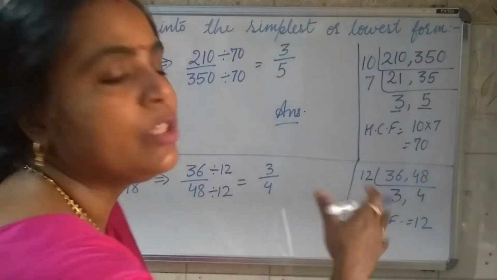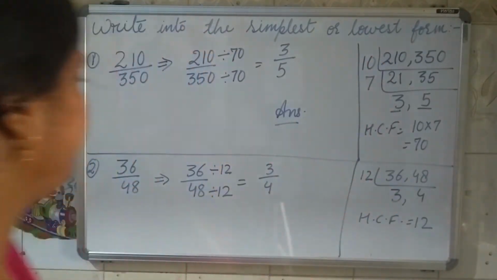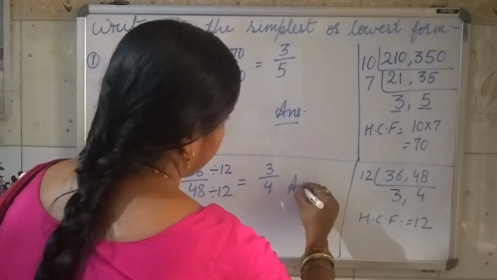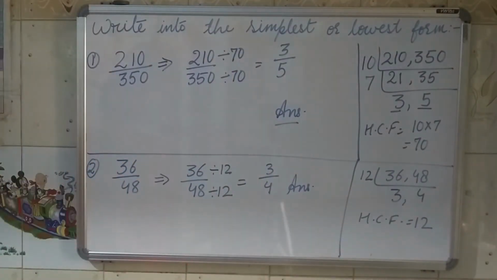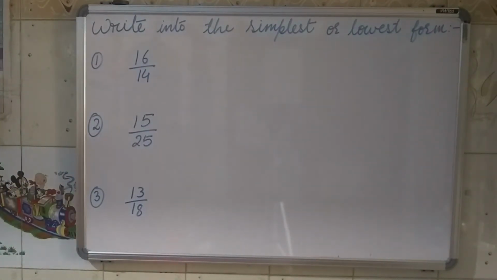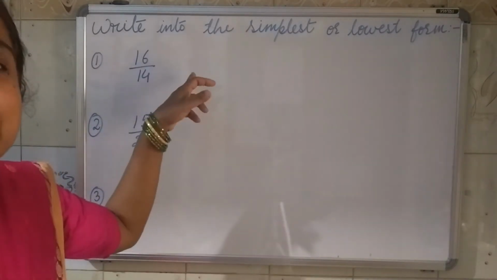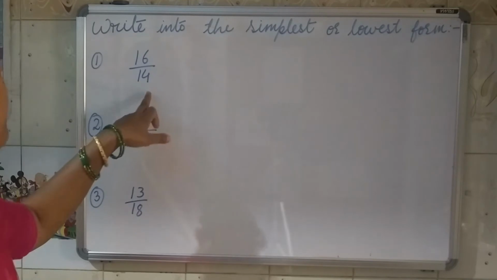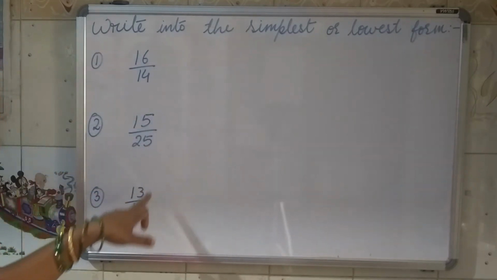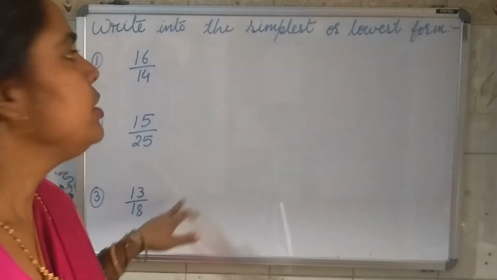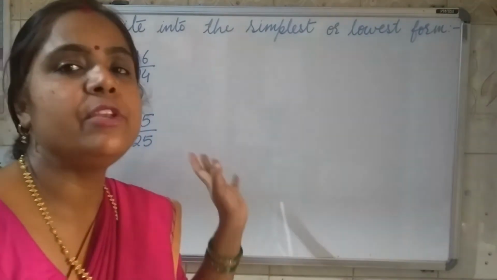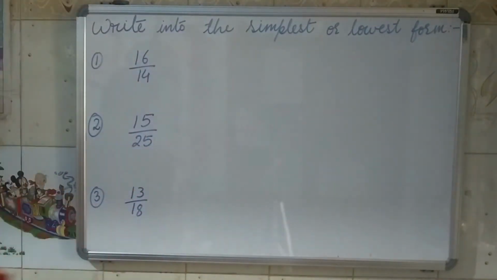You know how to take out the HCF. I am teaching you the easy method. Okay. Now, this is the second question of exercise 4th. You solve it in the copy. 16 upon 14, 15 upon 25 and 13 upon 18. You see, first you take out the HCF of the numerator and denominator, and then you divide it and get the answer.